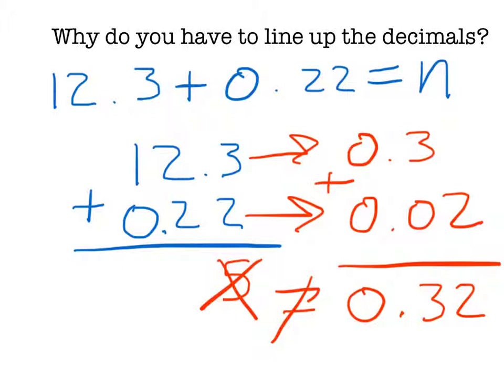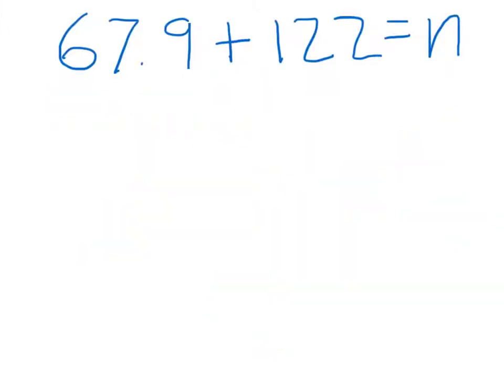All right, so let's try one more problem. So you do this problem, pause the video right now, do it, and then we'll take a look at it together. Remember, you got to line up those decimal points, and the reason you do that is so that all your place values line up. Ones place with ones place, tens place with tens place, and so on.